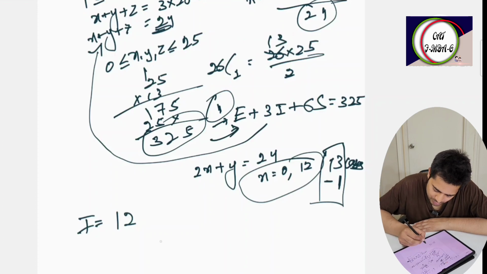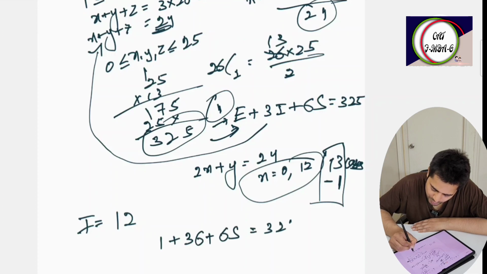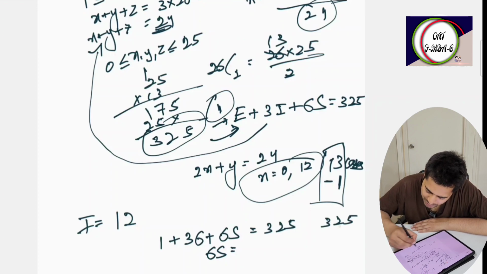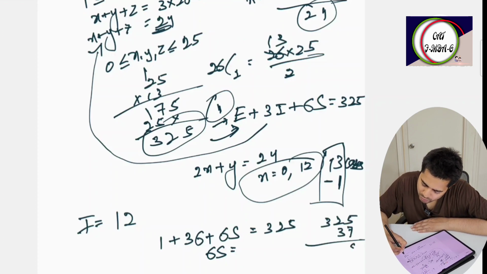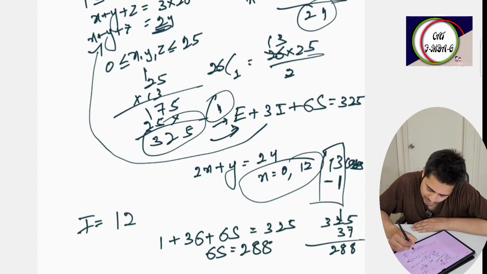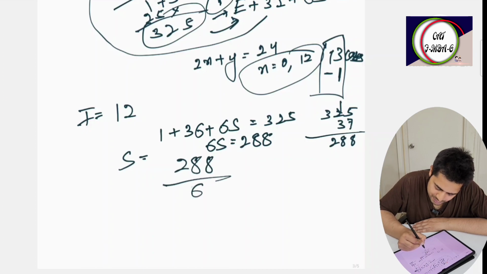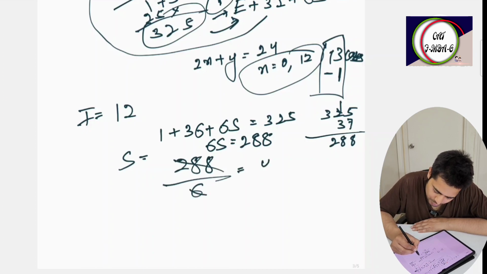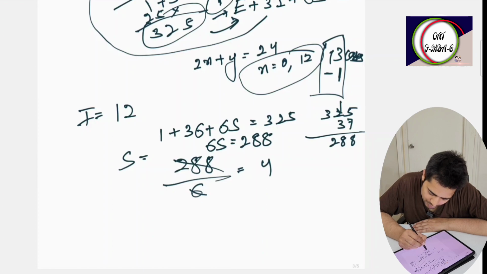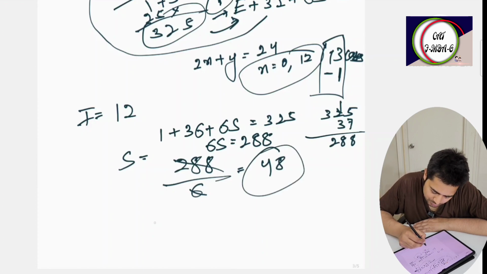So put here, 1 plus 12 into 3, 36, plus 6s is equal to 325. So 6s is equal to 325 minus 37, so 288. So S is equal to 288 divided by 6. So 6 4s are 24, and 6 8s are 48. Answer is 48.